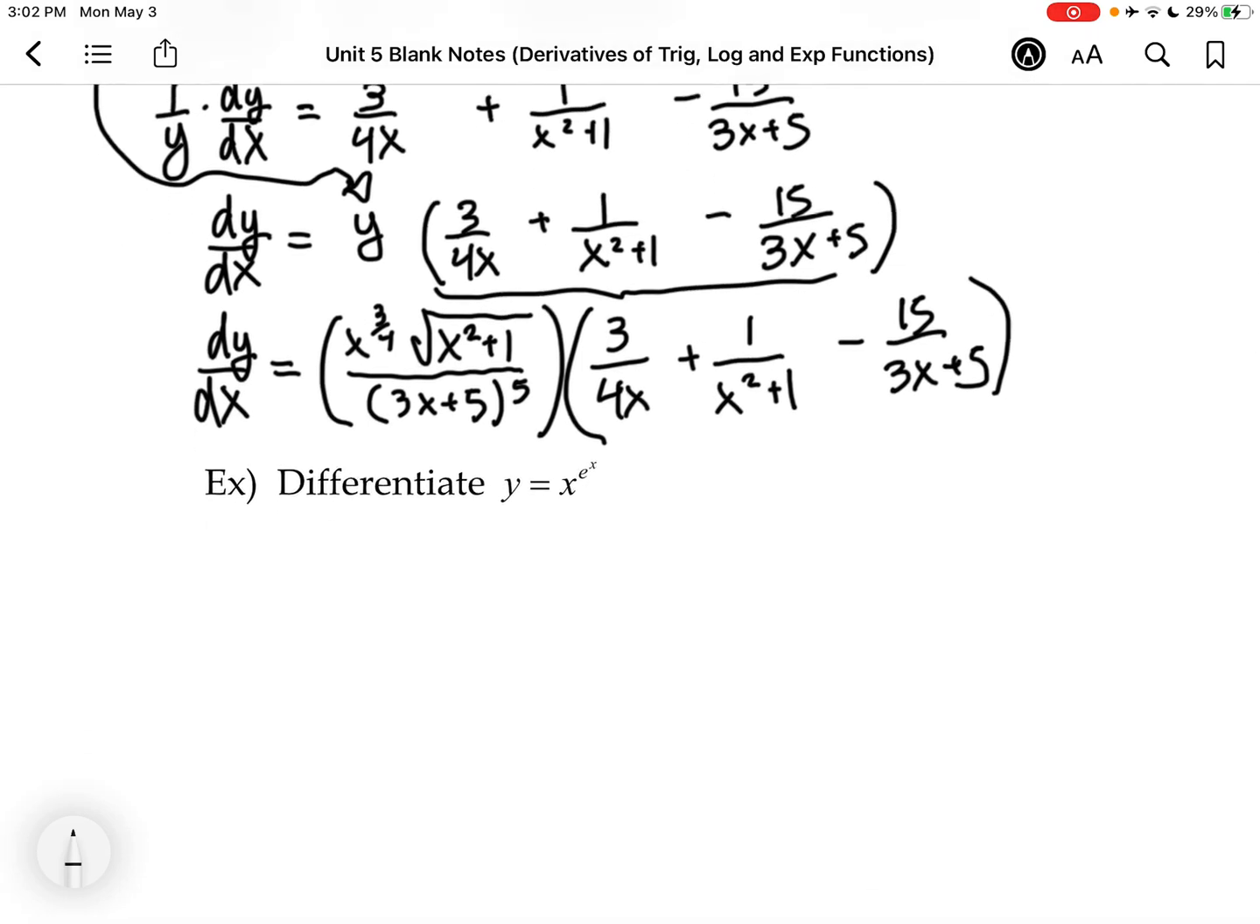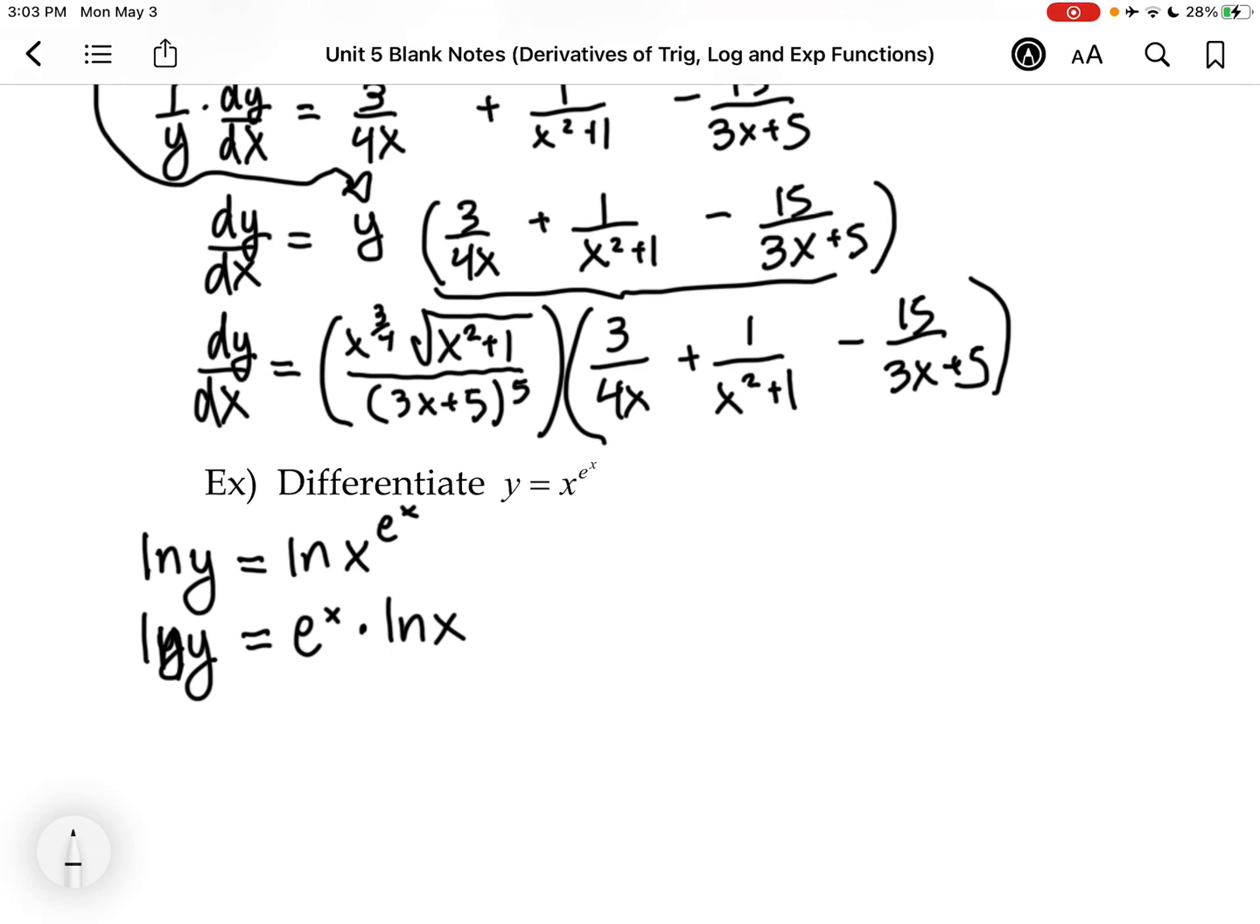Differentiate y equals x to the power e to the x. Okay, so we're going to take the ln of both sides again, and we're going to have ln y equals the ln of x to the power e to the x. And now, of course, what I can do is bring this e to the x out in front of the logarithm on the right-hand side. So I'm going to have ln y equals e to the x times ln x.